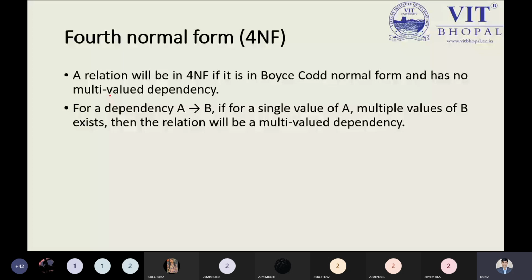A relation will be in fourth normal form. The definition part you have to keep in mind properly. I'm highlighting this point properly. A relation will be in fourth normal form if it is in Boyce-Codd normal form, or 3NF. And if it is BCNF, by default we can say definitely it will be part of 3NF as well, and has no multi-value dependencies. That is the key term people are required to keep in mind properly.